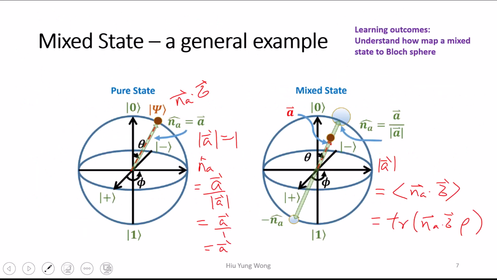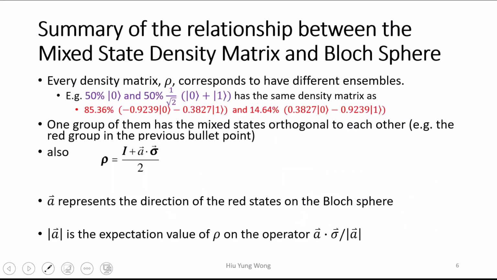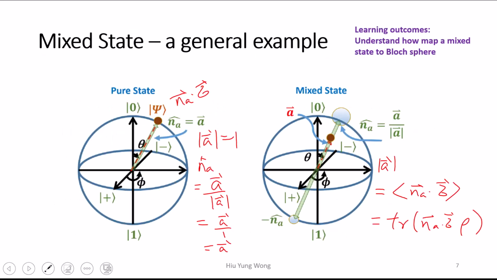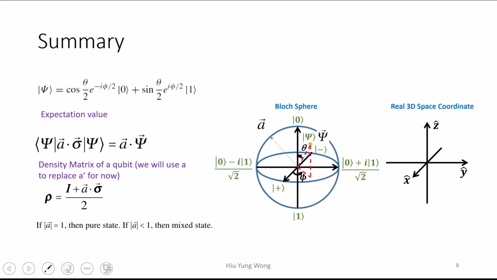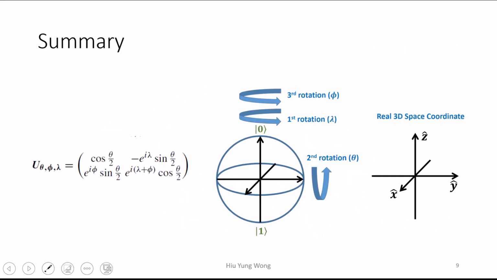Another thing is here I show you that once you represent the density matrix in this way, this Bloch vector really represents the state that you have. And its expectation value along NA dot sigma is equal to the length of A. Okay, so here is the summary, you can take a look at the class that we had earlier.